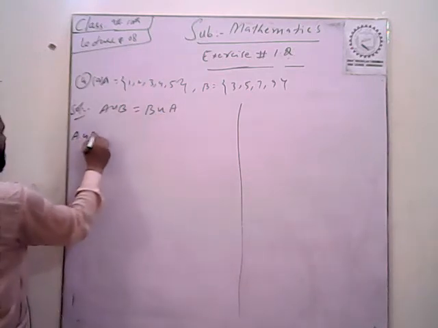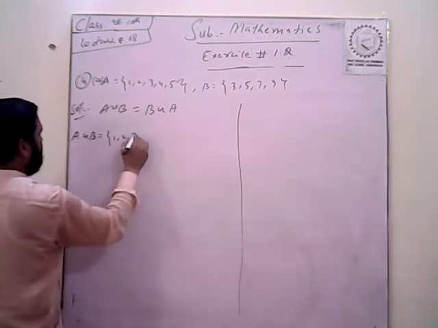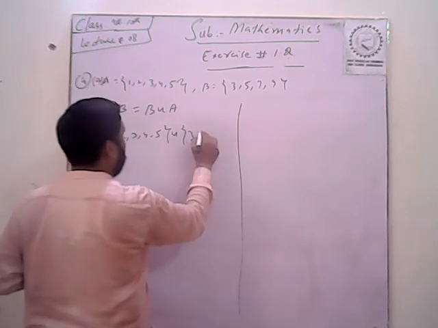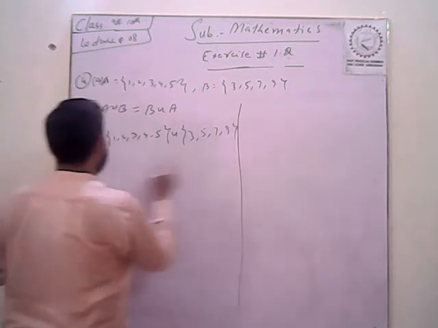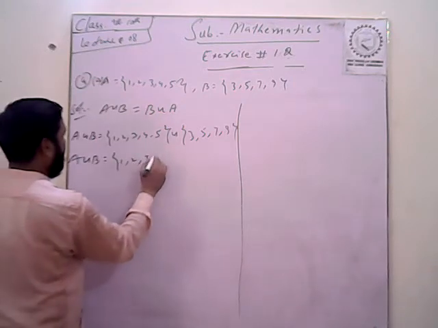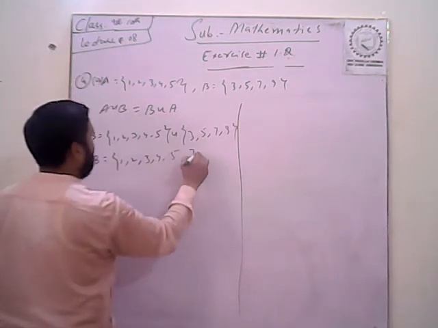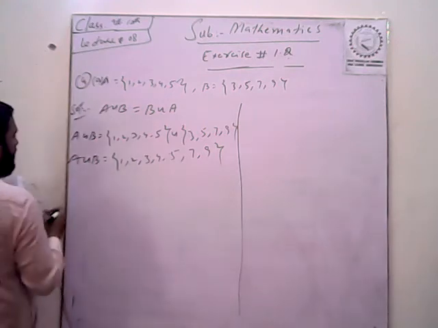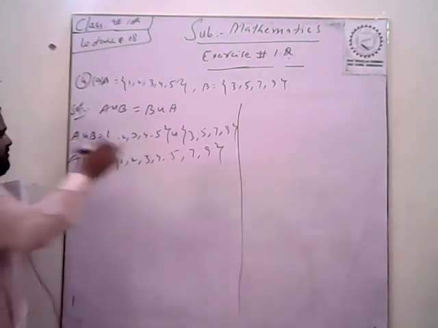So A union B, where A is equal to {1, 2, 3, 4, 5}, union B, where B is equal to {3, 5, 7, 9}. So A union B is equal to {1, 2, 3, 4, 5, 7, 9}. This is the left hand side. We have to prove this: A union B is equal to this element set.